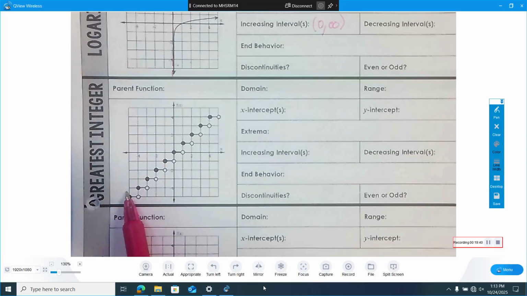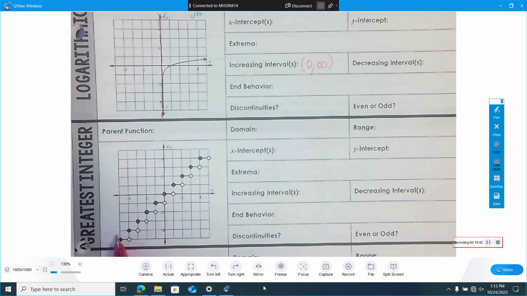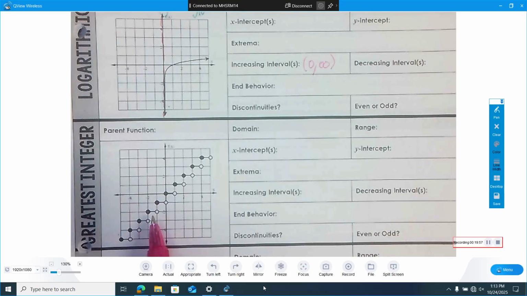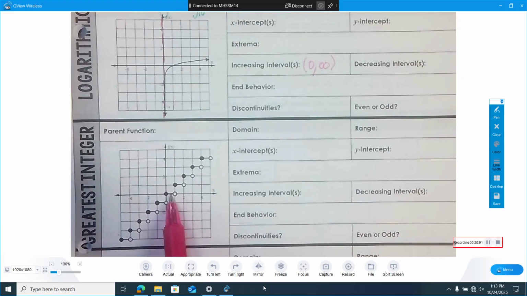This is the greatest integer function. How many of you have seen this one before? In my day, this was called a step function. Why would we call it a step function? It totally looks like steps, right? It's called the greatest integer function, which is kind of weird. You'd think the greatest integer, but it's actually whatever is in the ones position. That's the integer we're looking for.